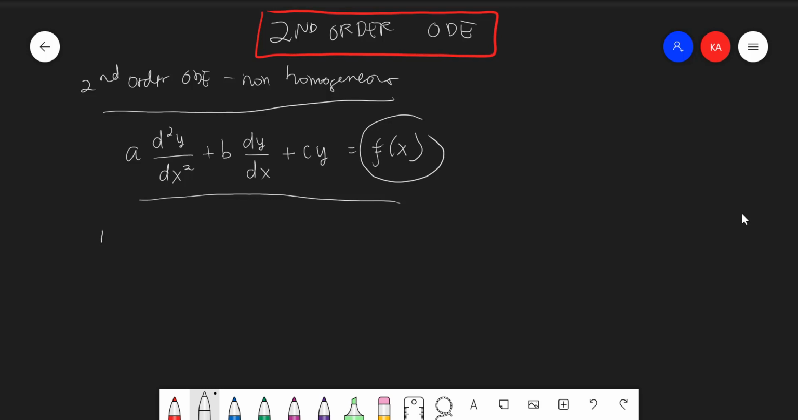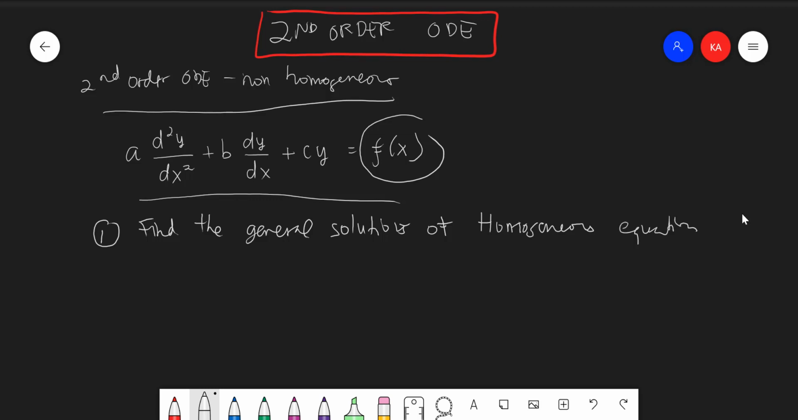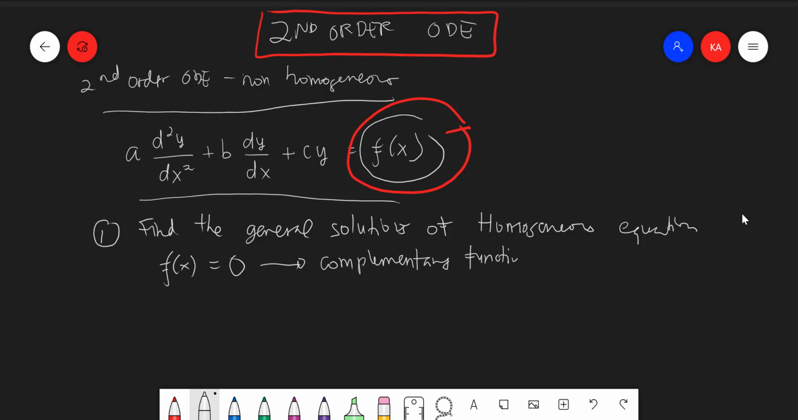The first step is to find the general solution of the homogeneous equation. It means that first we assume that f(x) here is equal to 0. If we assume f(x) equals 0, this is the homogeneous equation, and we will get the complementary function, y_CF, like this one.